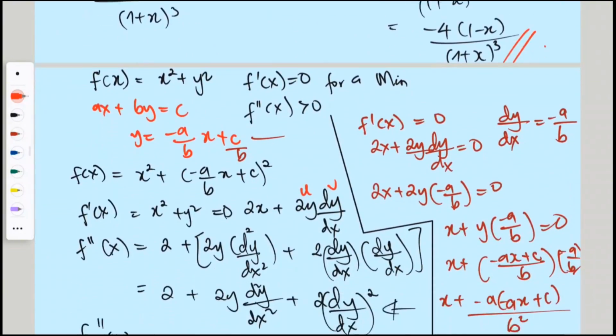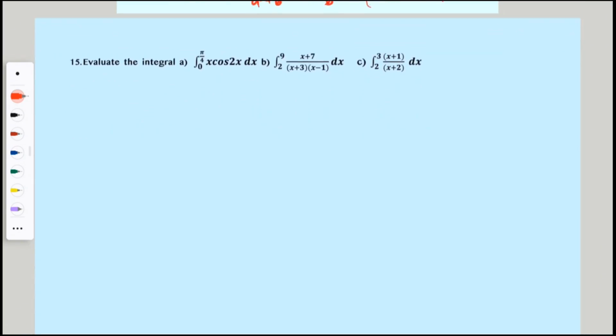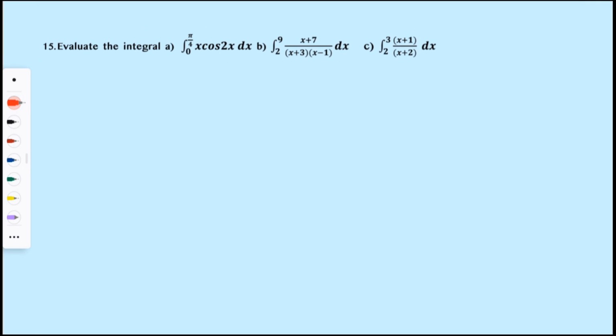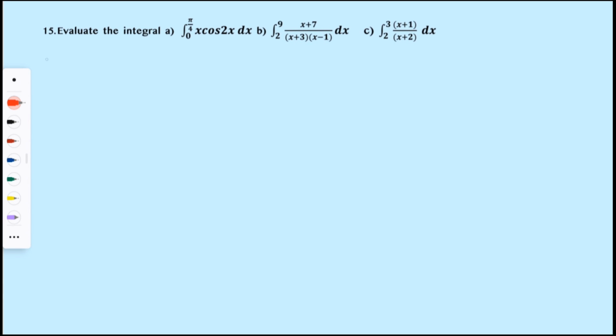Okay. Next question, number 15. Evaluate the integral of, we have a being x cos 2x dx, b being that, and c being that. Okay, so let's start with a, shall we? We want the integral from 0 to pi over 4 of x cos 2x dx.